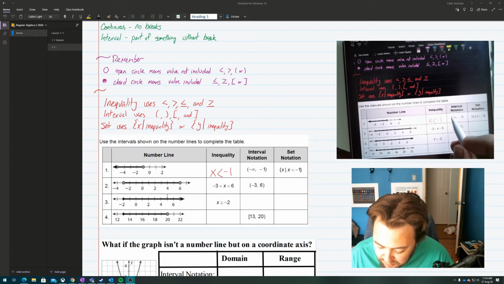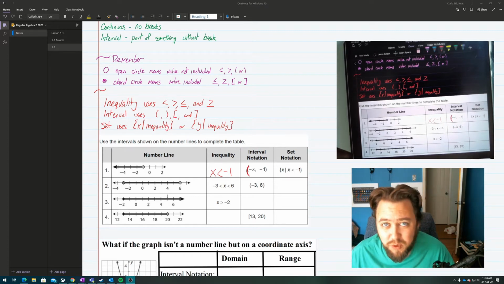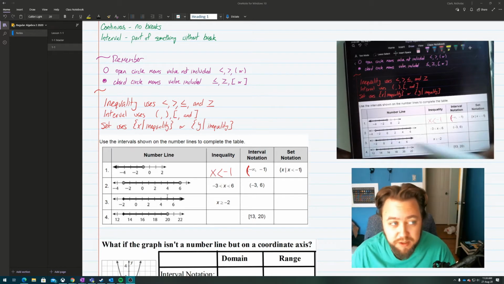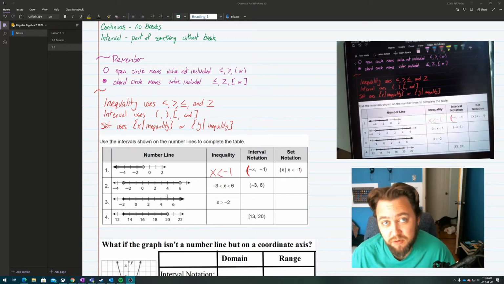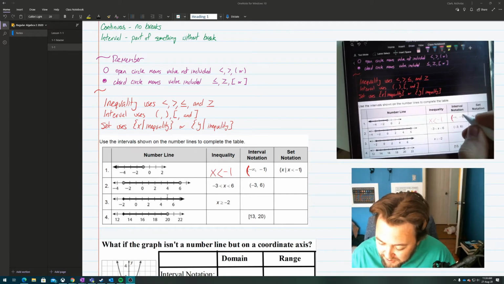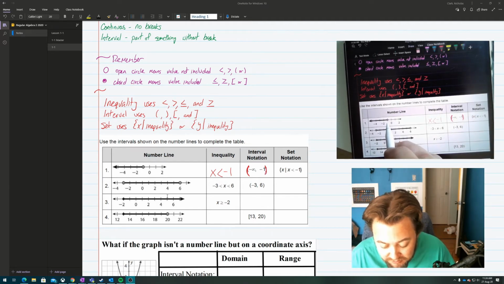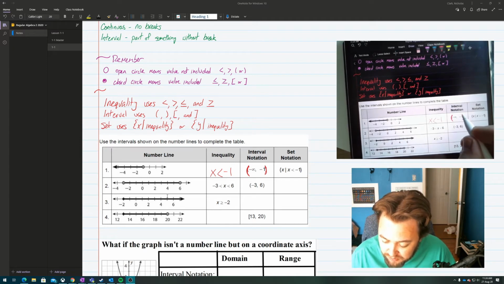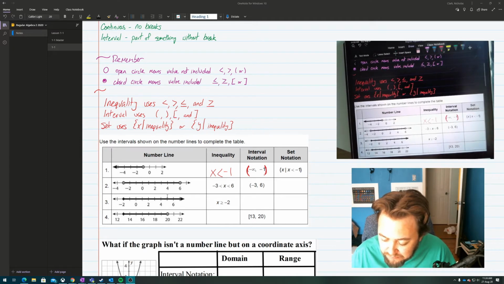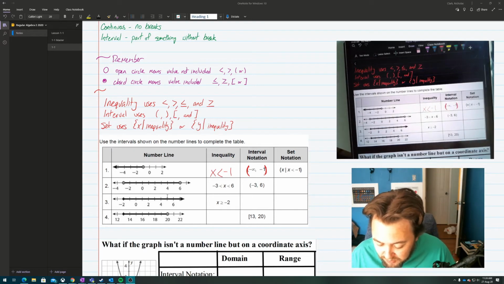So this regular parenthesis here means I don't know what infinity is, so I can't include it. But we know that going this way, going to the left, it goes on forever. It goes on to -infinity. On the right way, we know it stops at -1. However, it does not include -1, which is why we use the regular parenthesis. Set notation, curly bracket x, such that, this bar is read as such that, x is less than -1, close curly brackets.